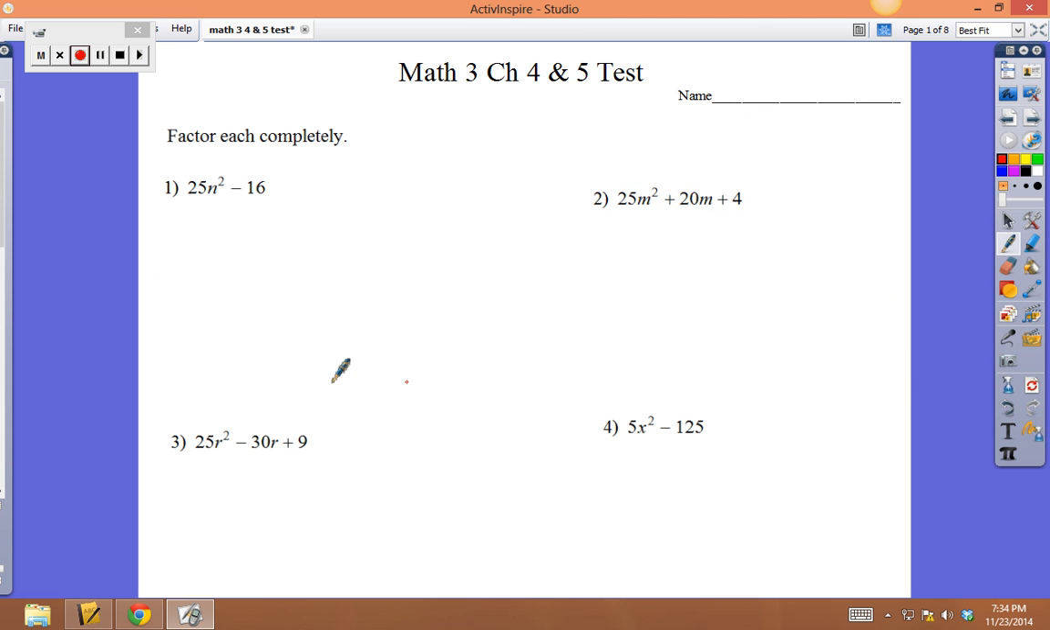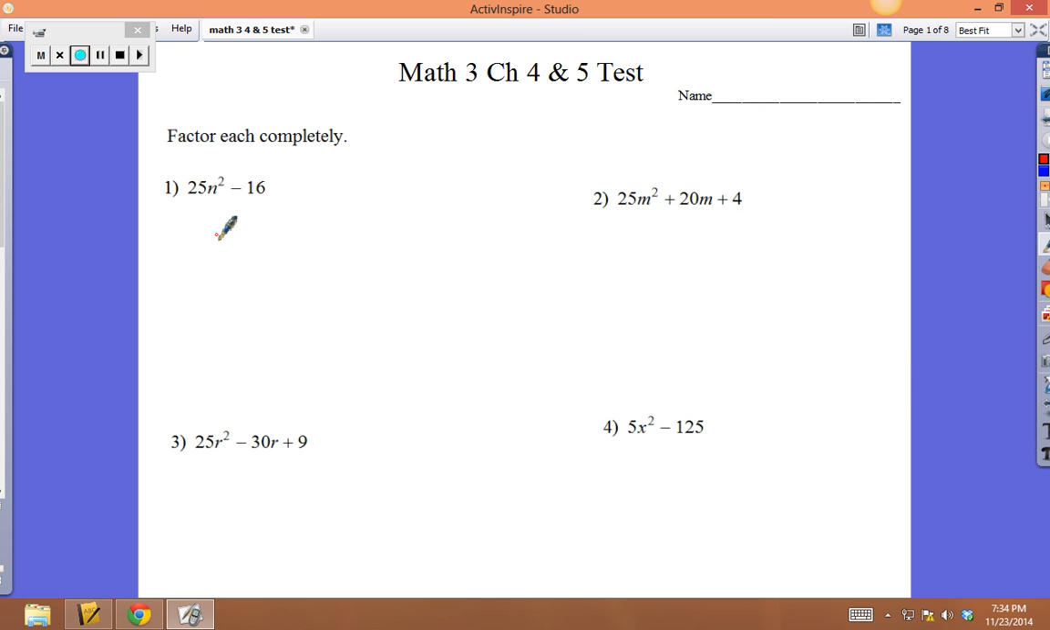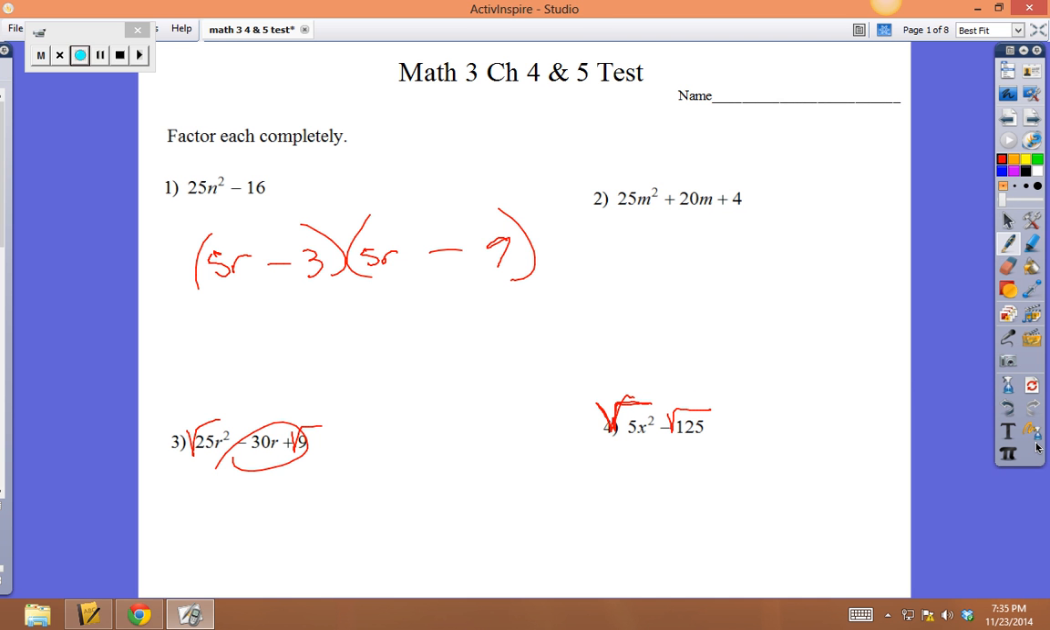Number 3, same thing. We're going to ignore the middle. We're just going to look at the first and the last. And when you recognize they're squares, then it's going to be easy. 5r times 5r. 3 times 3 will give you 9. But the middle has to be a negative 30, so it's got to be minus minus.